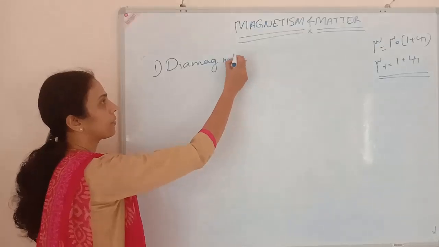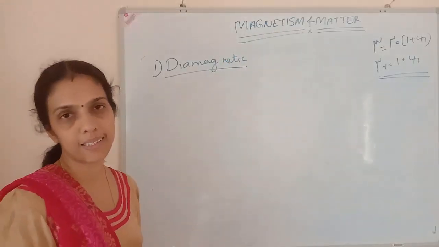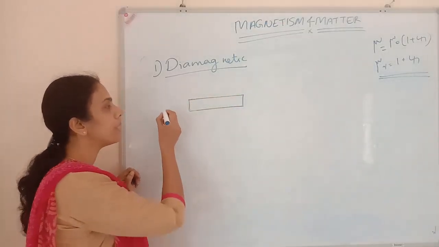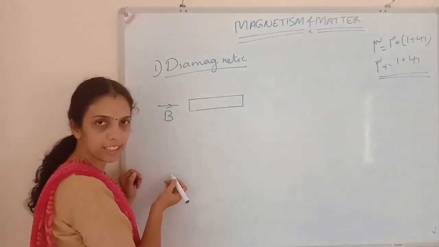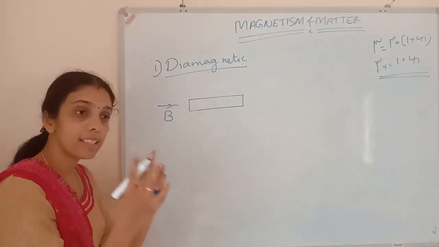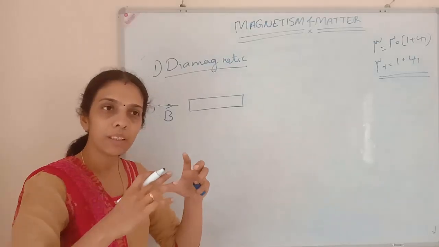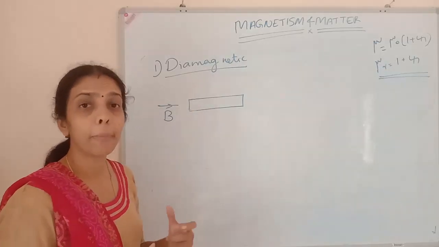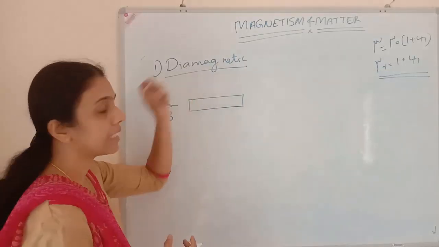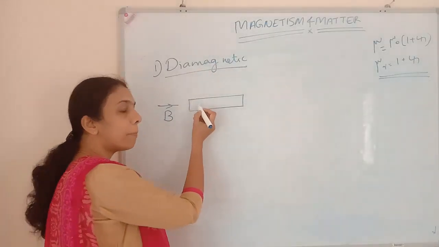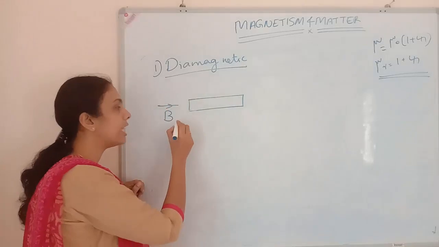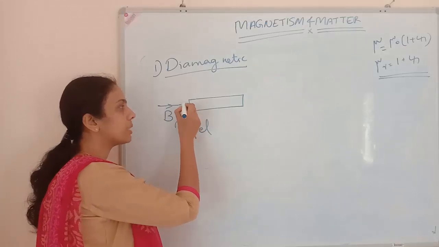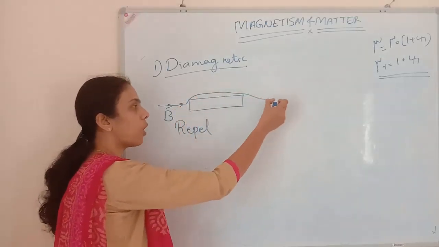Diamagnetic material. What is meant by diamagnetism? Suppose a magnetic material is here. I am giving an external magnetic field to this material. If it is a magnetic material, it will acquire some magnetic properties. But if it is a diamagnetic material, it will repel this magnetic field. That means while we are applying the field, it will go out, it will repel.